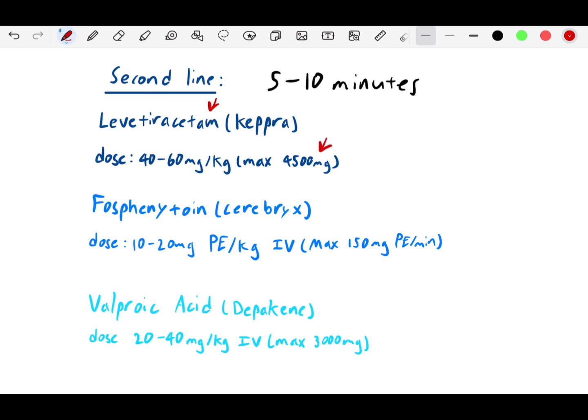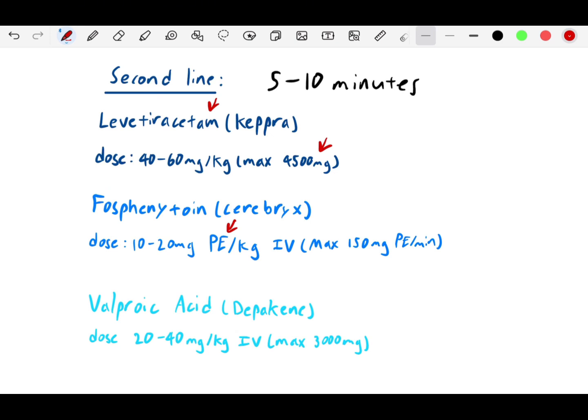Now, if for some reason you can't give Keppra, maybe they're allergic to it, I have seen that, another option is fosphenytoin, or Cerebyx, which is the brand name. And the dose for that is going to be 10 to 20 milligrams of phenytoin sodium equivalents per kilogram IV with a max of 150 milligrams of phenytoin sodium equivalents per minute. Now, I will explain this because this was very confusing. I didn't even know about it until I started making this video, but I'll explain that in a little bit here.